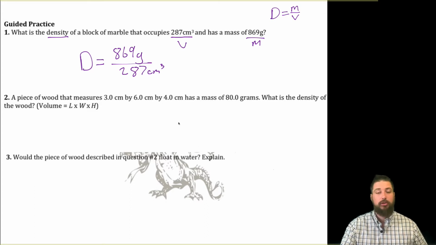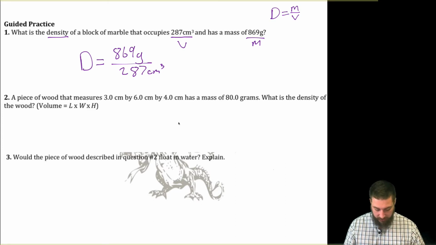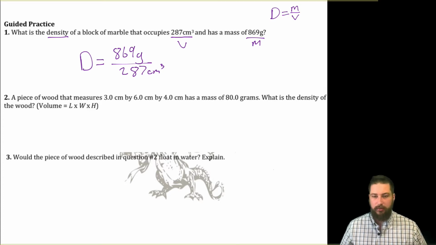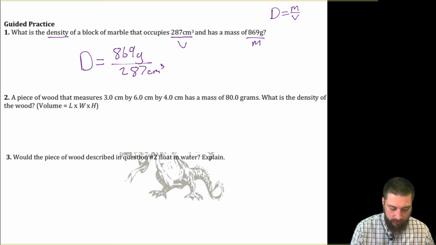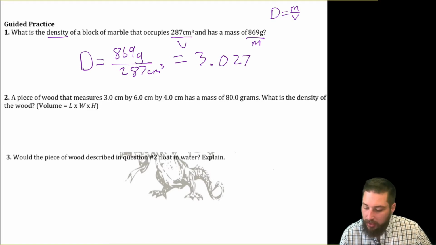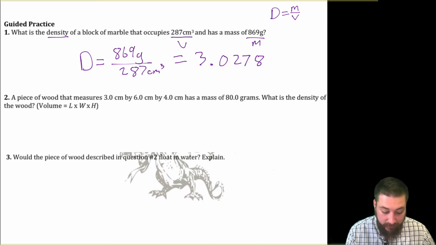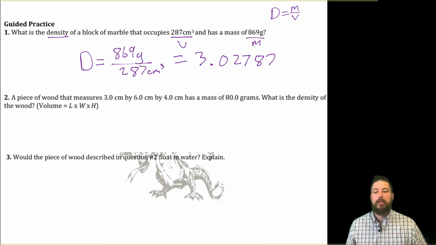Now all we need to do is take our handy dandy calculator, plug it in, and then we are going to get the fantastic answer that we want. We end up with 3.027. So this equals 3.027, and I'm just going to go ahead and write it out, 8, 7, so on.